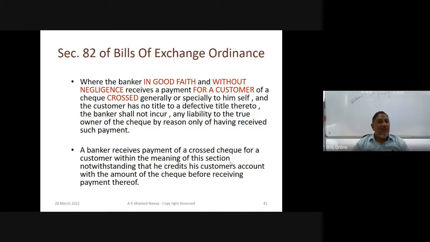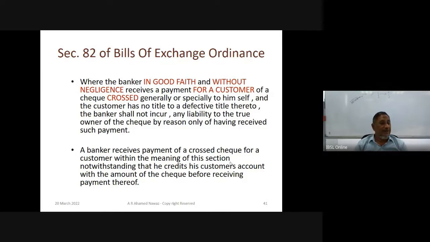Where a banker in good faith, and without negligence, received payment for a customer of a check crossed, generally or specially, to himself, and the customer has no title to the check or a defective title thereto, the bank shall not incur any liability to the true owner of the check by reason only of having received such payment.